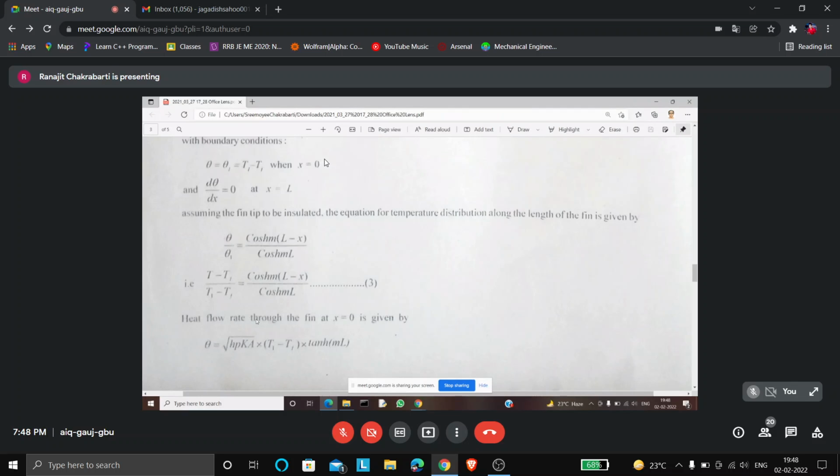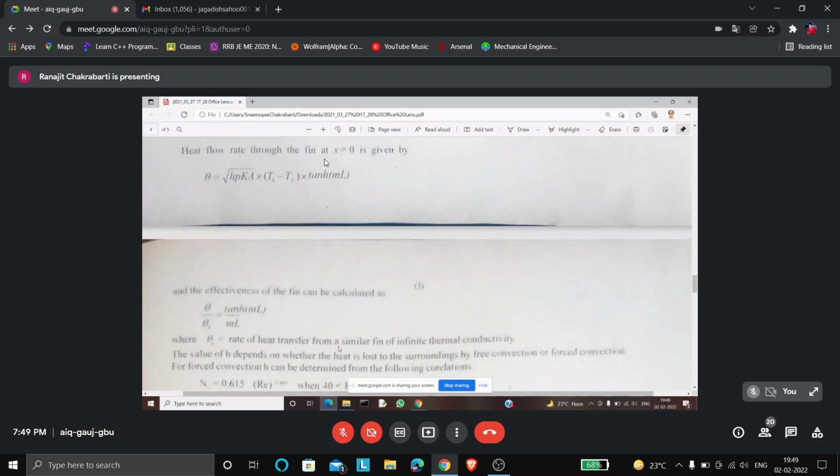Then the heat flow rate through the fin at x equal to 0 we can also find out. From this relation, if we differentiate, we get d theta dx, and the value of d theta dx at x equal to 0 gives the heat flow rate. This is basically q, not theta, the heat flow rate through the fin at x equal to 0, which is equal to root over hPkA into T1 minus Tf into tanh mL. These relations are there in the book by Ozisik, Heat Transfer.